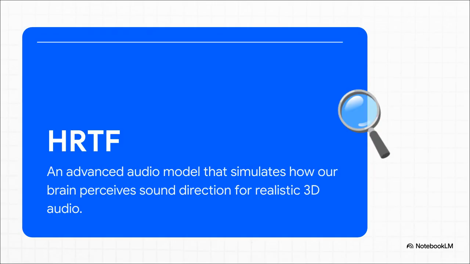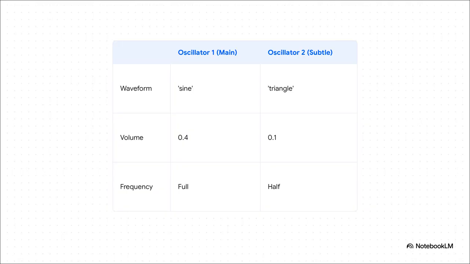HRTF stands for Head-Related Transfer Function, which sounds complicated, but what it really does is simulate the way sound waves literally bounce off a person's head and into their ears. It accounts for those tiny differences in time and tone between what your left and right ear are hearing, which is exactly how our brains figure out where a sound is in 3D space. It's the absolute secret sauce for immersive audio, especially with headphones, and it's just built right into the browser for us to use.